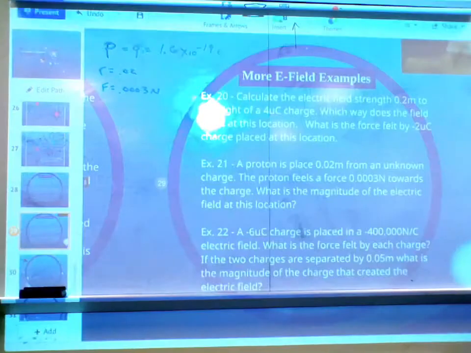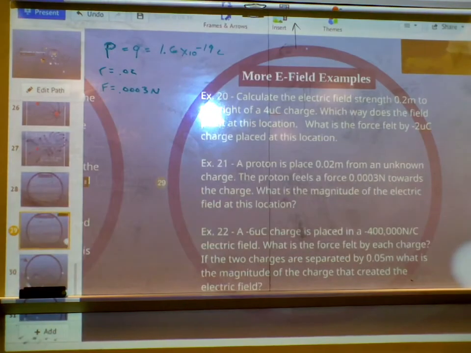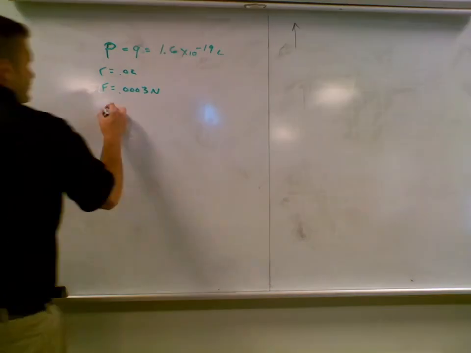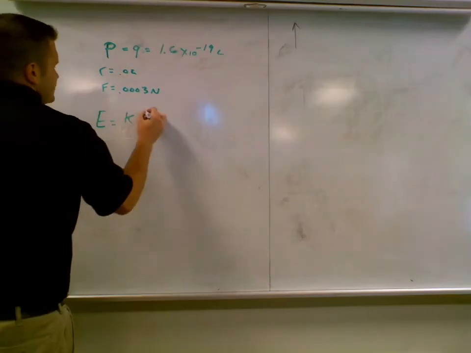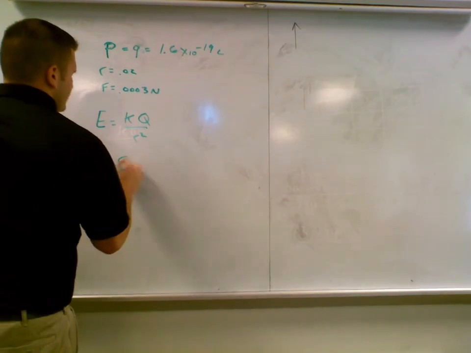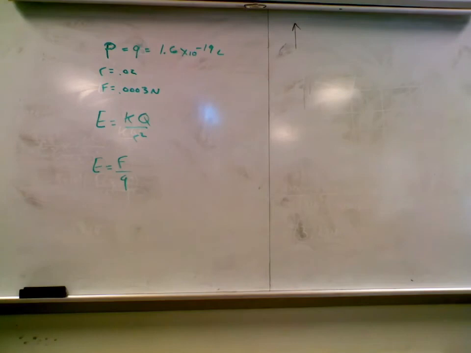I'm sorry. Okay. What is the magnitude of the electric field at this location? Perfect. So, which equation should we use? We have these two equations. E equals KQ over R squared, and we have E equals F over Q. Now, if you are simply just matching equations to what I've given to you, you're going to use this equation.